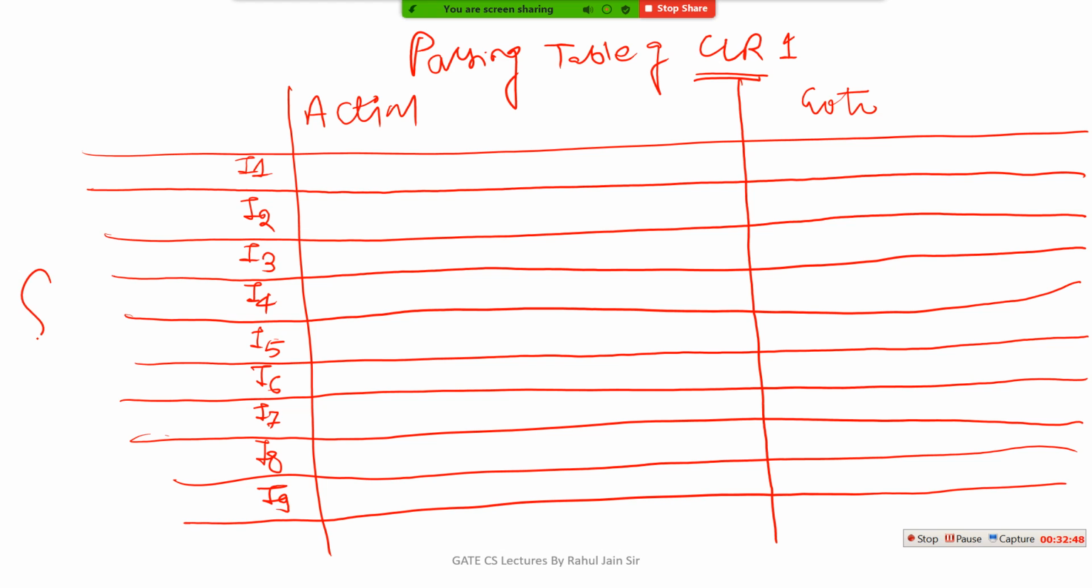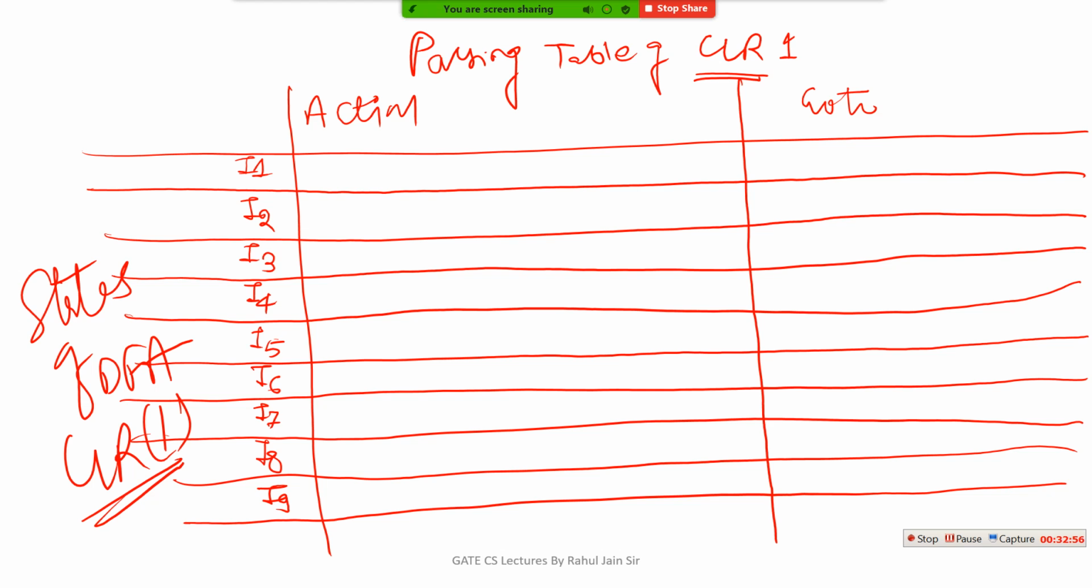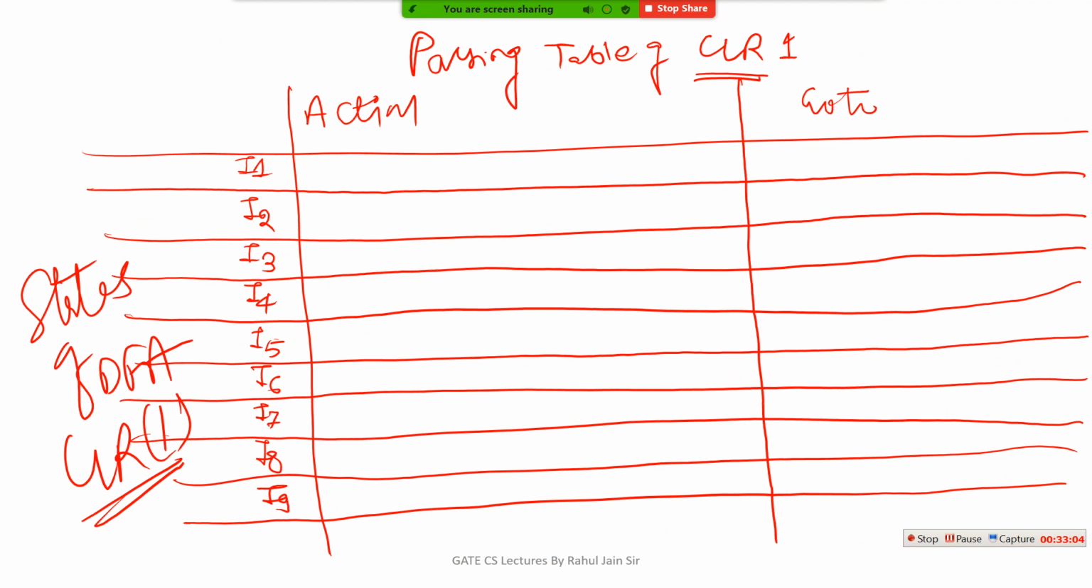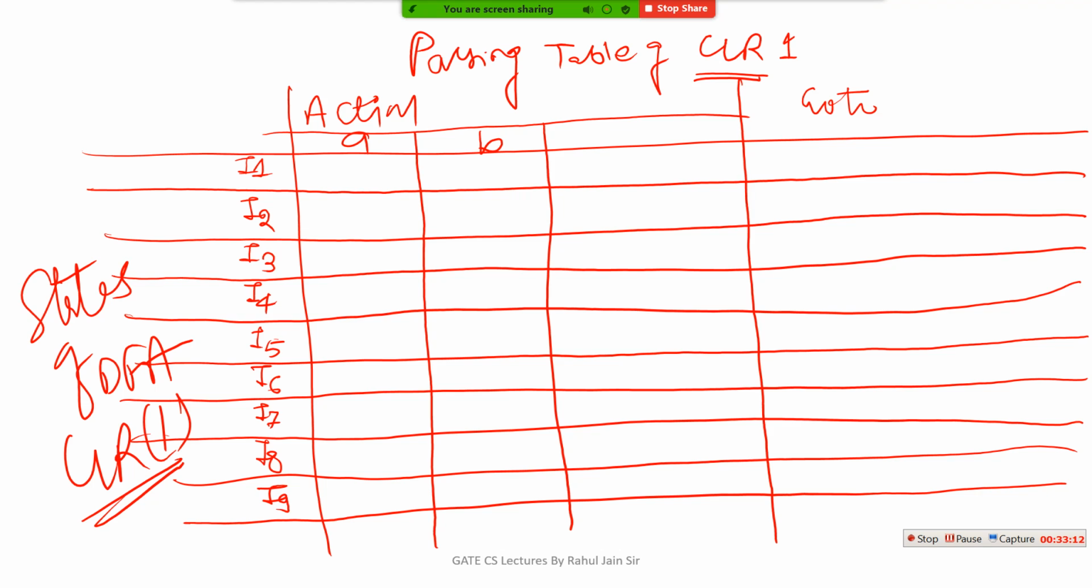They are the states of the DFA for CLR1. Okay. What are the terminals in this, guys? I have two terminals here, A and B. So A should be there. B should be there. And dollar is always a part of the action table. Okay, guys.